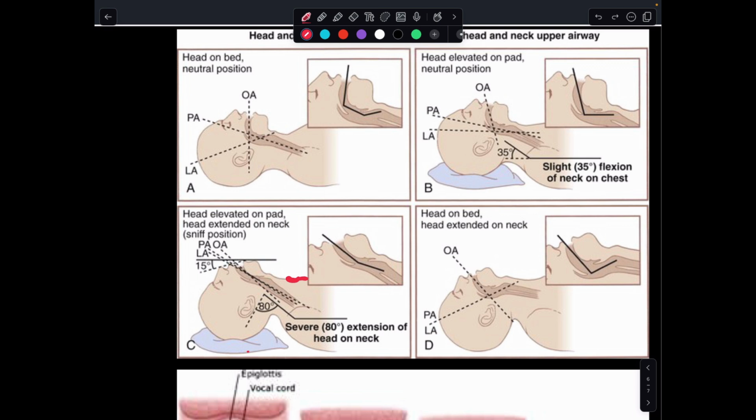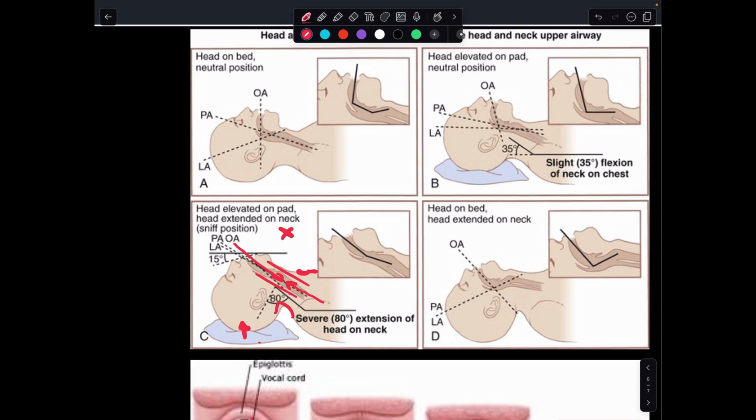So with the head extension right here, and then the head elevation, now you have an oral axis that's looking down, a laryngeal axis where the larynx is now facing up, and then your pharyngeal axis is aligned with both of these. So you can imagine that this provides a much easier view if you're trying to see down into the larynx, where you're trying to place the endotracheal tube. If you align your axes like this, this is ultimately known as the sniffing position.